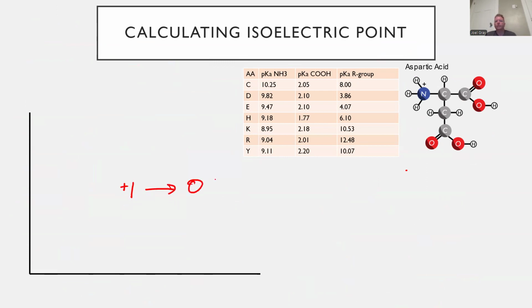It will go on to lose a proton here, so it'll have a 0 charge. Then, after that proton is lost, it will lose this proton. That will be -1. And then the last proton it will lose will be on the N termini, and that will give me a molecule with a charge of -2. Now, this is a triprotic acid. Aspartic acid is a single letter code of D.